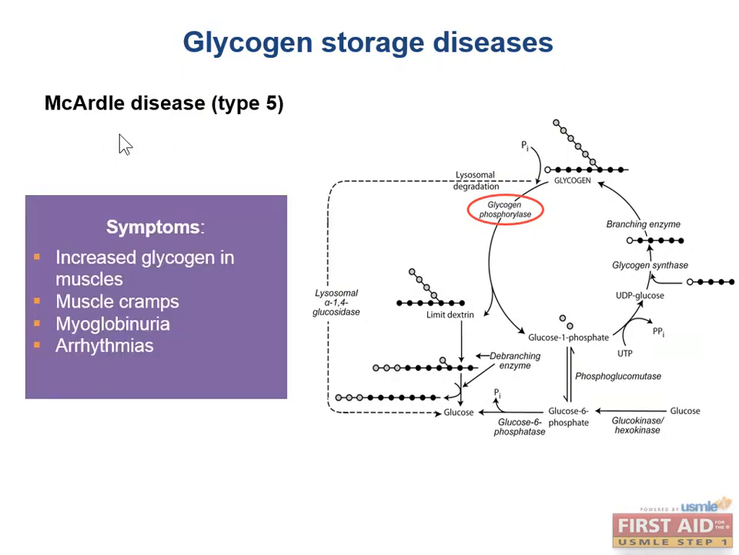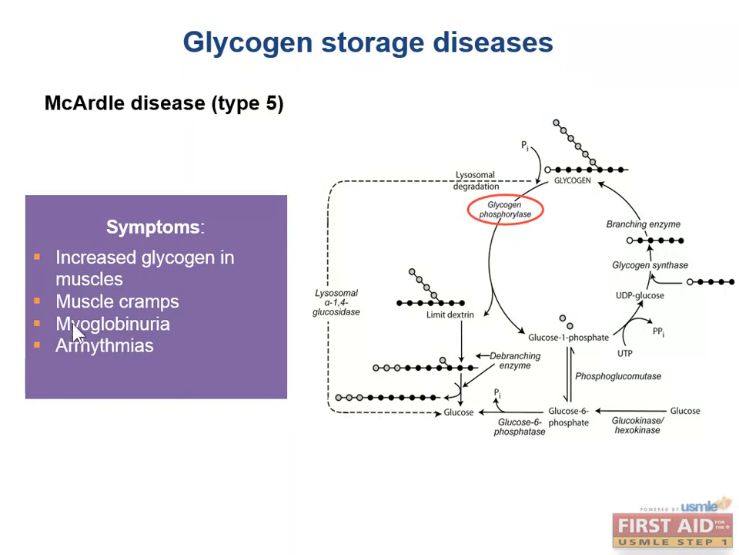Since muscles can't get enough glucose from breaking down their stores of glycogen, this can cause muscle cramps, muscle weakness with myoglobinuria during strenuous exercise, and also arrhythmias due to electrolyte abnormalities.